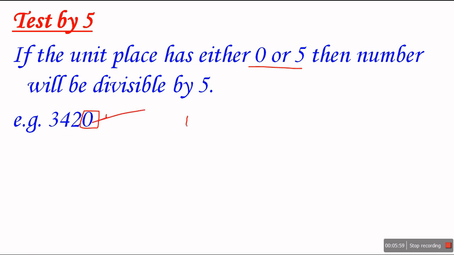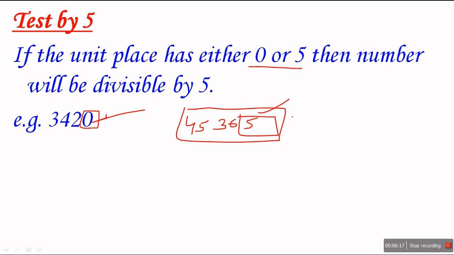Let us take another example. 4, 5, 3, 6, 5. Whether this number is divisible by 5 or not. Yes, because at unit place 5 is there, 5 is among 0 and 5. So this complete number is divisible by 5. Okay, let us move next.